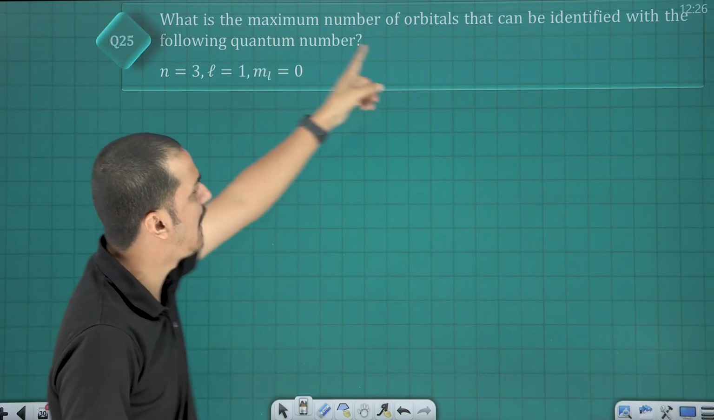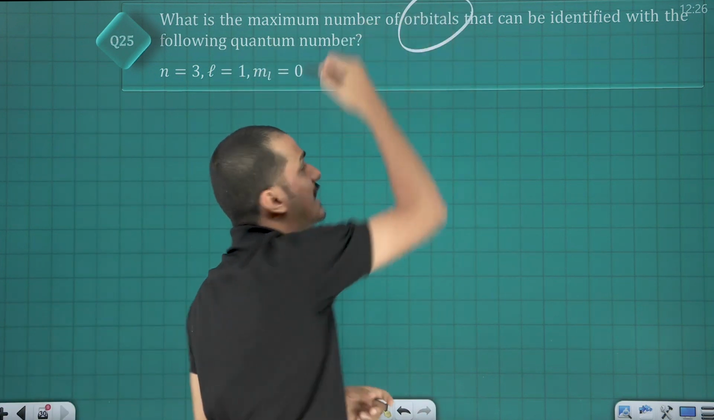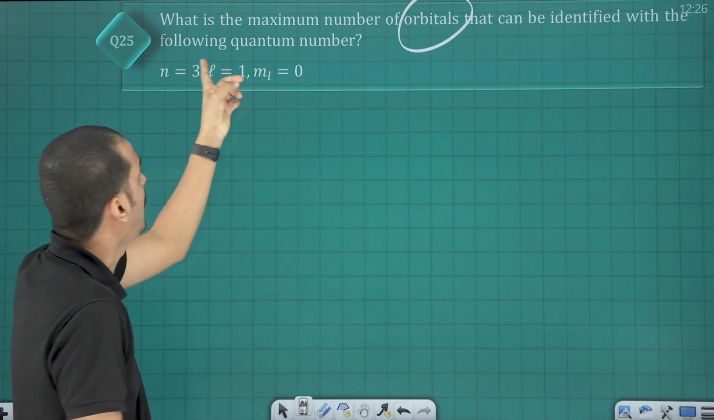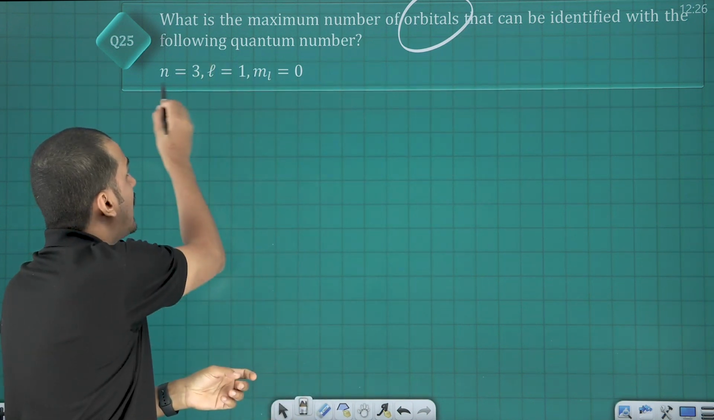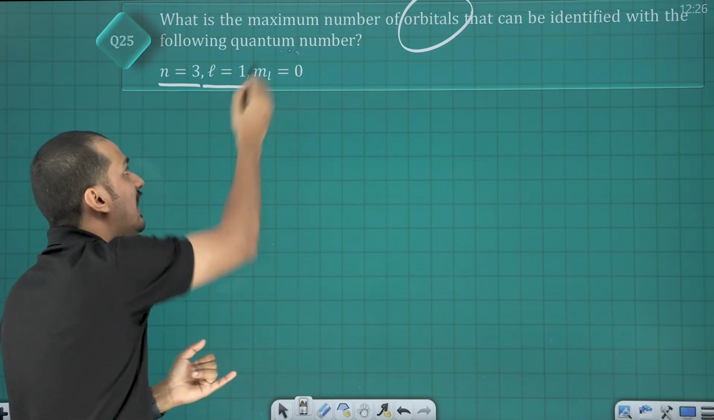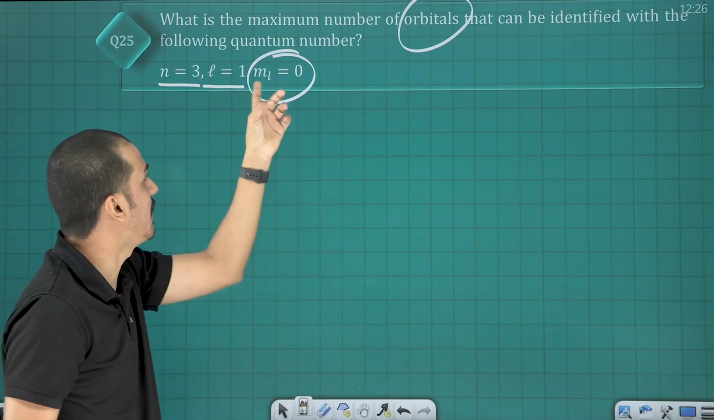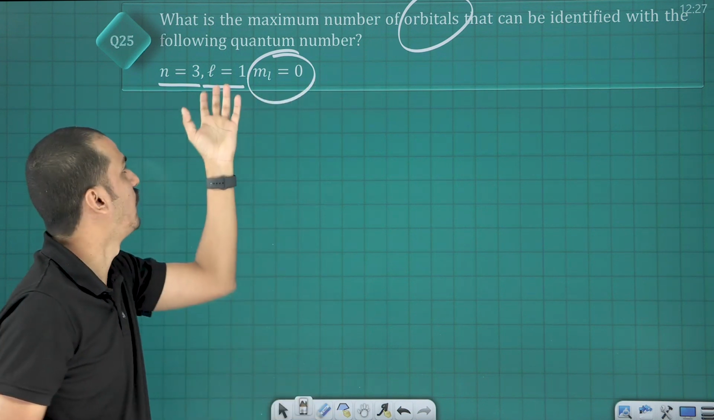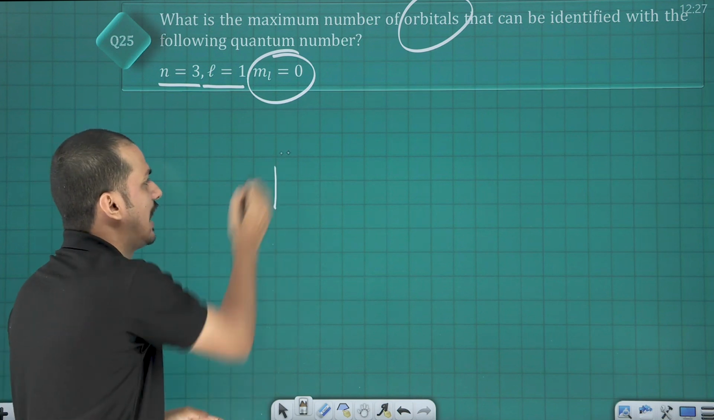And the last question, easy question, simple question. What is the maximum number of orbitals that can be identified with the following quantum numbers? They have given n equal to 3 and l equal to 1, 3p, and ml equal to 0, which is actually pz. So for this only one orbital is possible. Answer is 1.